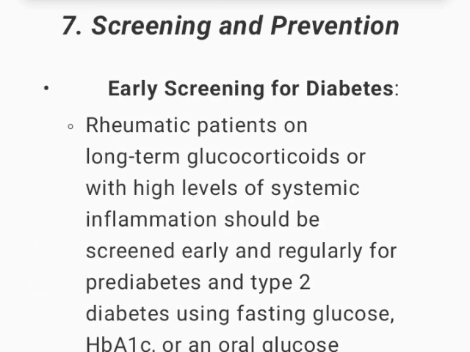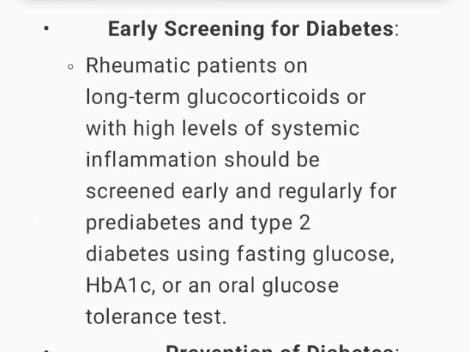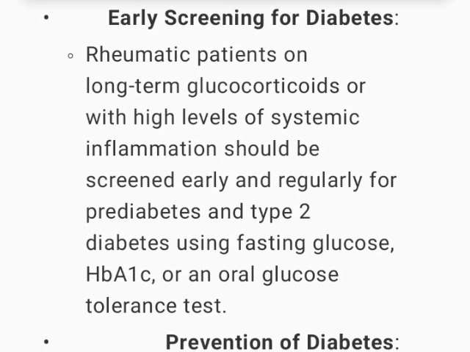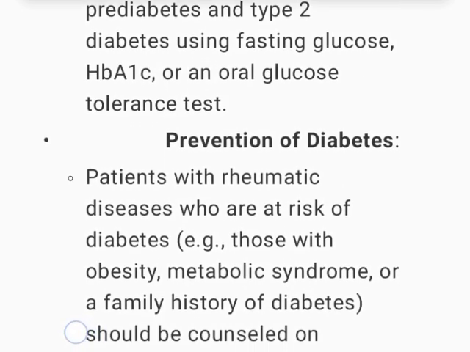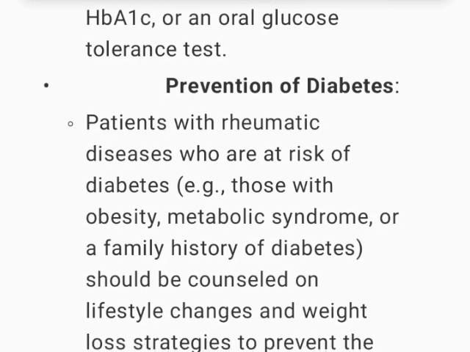7. Screening and prevention. Early screening for diabetes. Rheumatic patients on long-term glucocorticoids or with high levels of systemic inflammation should be screened early and regularly for prediabetes and type 2 diabetes using fasting glucose, HbA1c, or an oral glucose tolerance test.